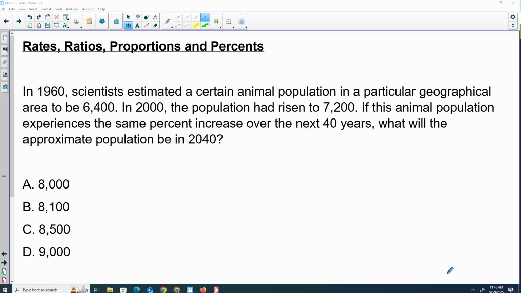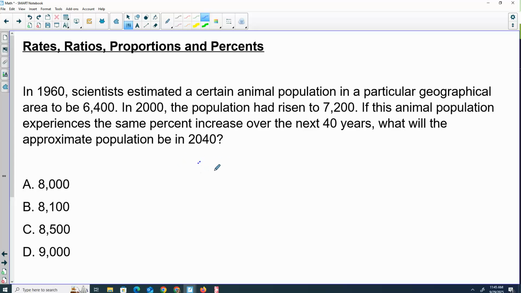So, what do I need to do here? How would I start this? You take 2000 minus 1960, which is 40, and then you take 7,200 minus 6,400, which is 600. So you do 600 divided by 40. So that tells you how many more animals were born per year, and then you take that times 40 for the next 40 years. Okay, let's try that.